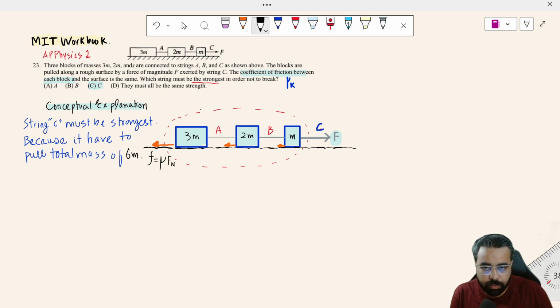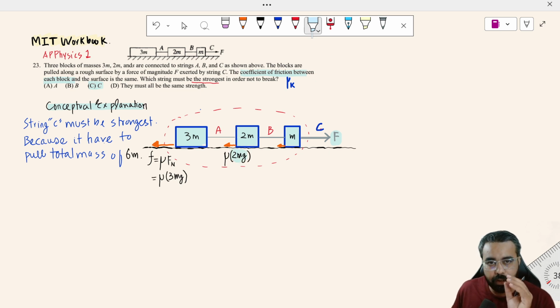So now I'm going towards the mathematical solution of this question. Can I say it is mu into 3mg, because 3mg is the weight? So mu 3mg is the frictional force exerted on this block of mass 3m. On the same basis, it is mu into 2mg. Why 2mg, dear students? Because 2mg is the normal force, or contact force, which is equal to the weight of this block. In the same manner, this frictional force is mu into mg, which is the smallest.